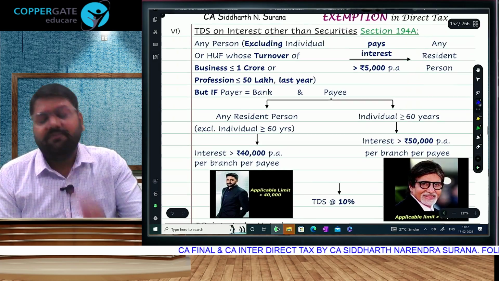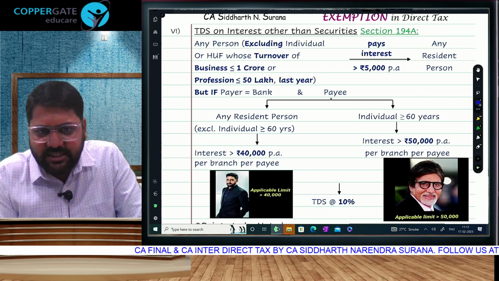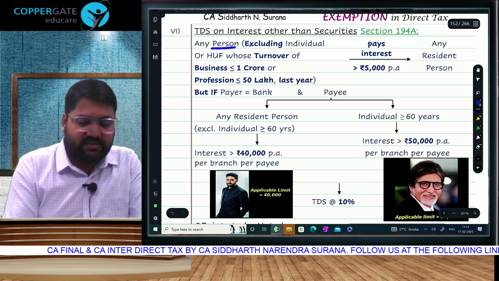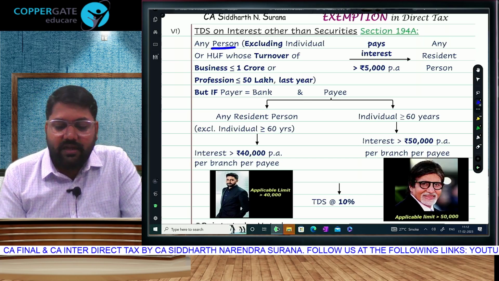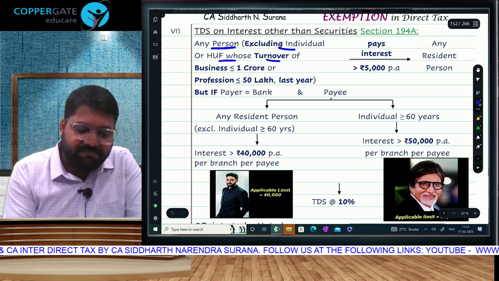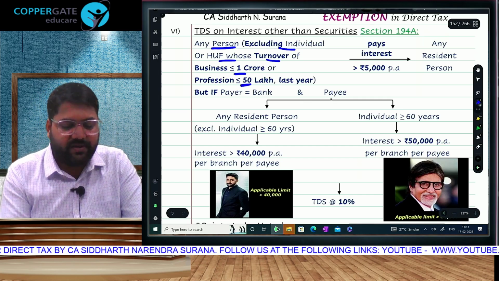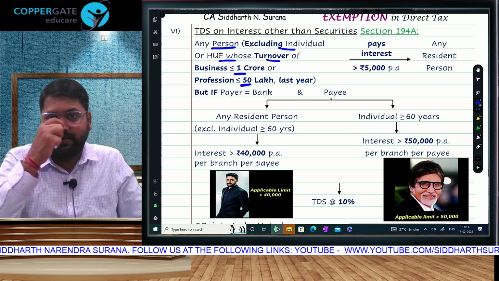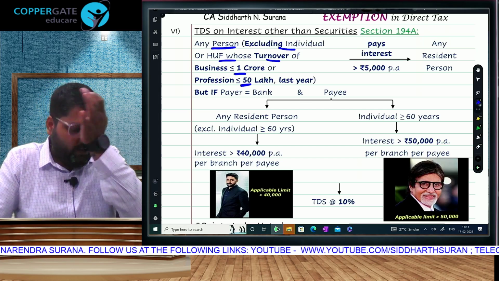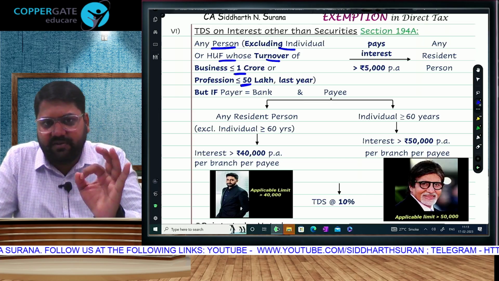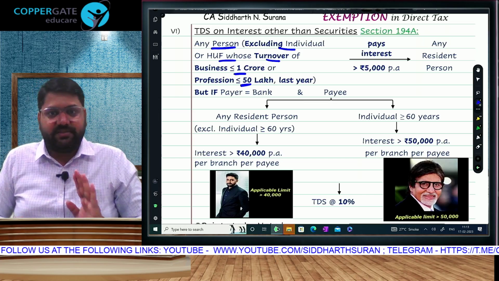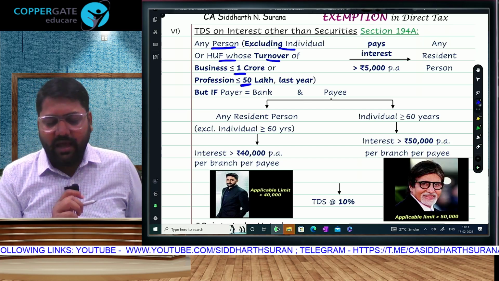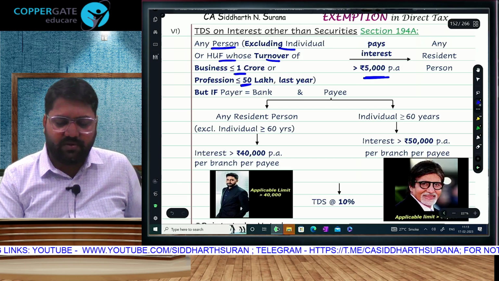That's 194. Now 194A. Most important part of your syllabus. And here the payer definition is any person. Everyone has to deduct TDS, excluding individual or HUF whose turnover in business was up to 1 crore or in profession was up to 50 lakh last year. Meaning, individual or HUF will be covered here only if last year's turnover in business exceeded 1 crore and profession exceeded 50 lakh. All persons other than individual or HUF are covered. So if it is less than or equal to those limits, then individual or HUF does not have to deduct TDS. Otherwise, everyone has to deduct TDS if they are making payment of more than 5,000.